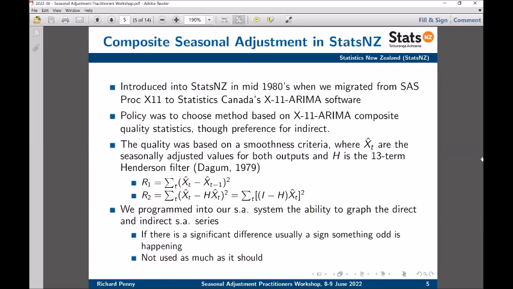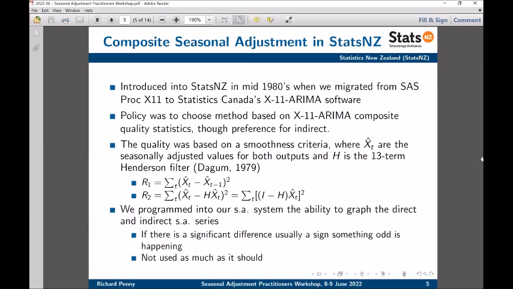We introduced composite adjustments in the 1980s when we migrated from SAS Proc X11 to Stats Canada's X11 ARIMA software. I always like to look back because I was involved in that introduction in the mid-80s, and I just needed 2 sign-offs to get it done. Those were the days. We found that there was composite in this X11 ARIMA from Stats Canada, so we decided we'd do the composite. And we just used the X11 ARIMA composite quality statistics to choose. So we didn't actually have a preference. We had a slight preference for indirect, but we would take direct if the quality statistics favoured it.